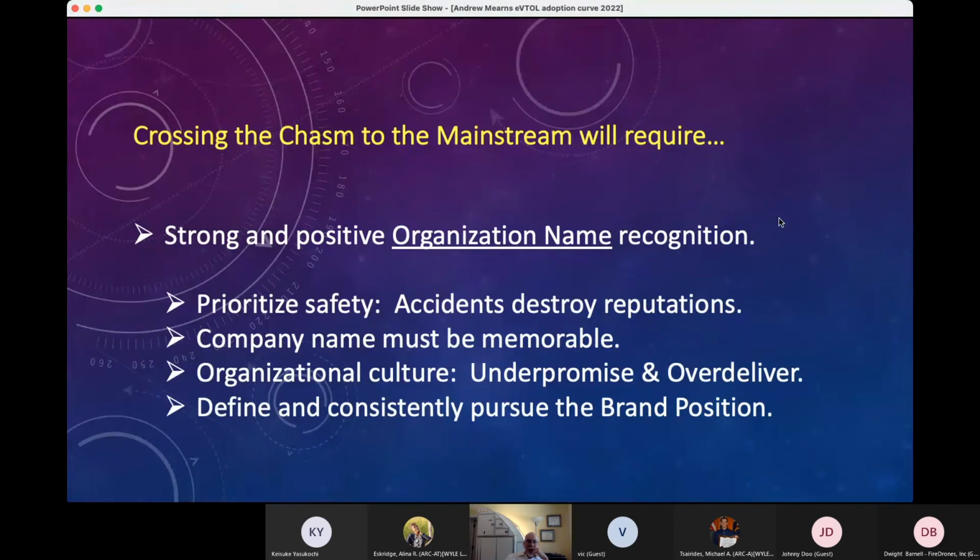It needs to be a memorable name, something that rolls off the tongue. Nouns are good. Things like Apple, it's hard to forget that one, or unique names like Tesla. We want to have an organizational culture that under promises and over delivers. And we want to have a brand position. Where do we want to live in the space of customers' minds? Decide upfront and then pursue that through our communications and our actions.